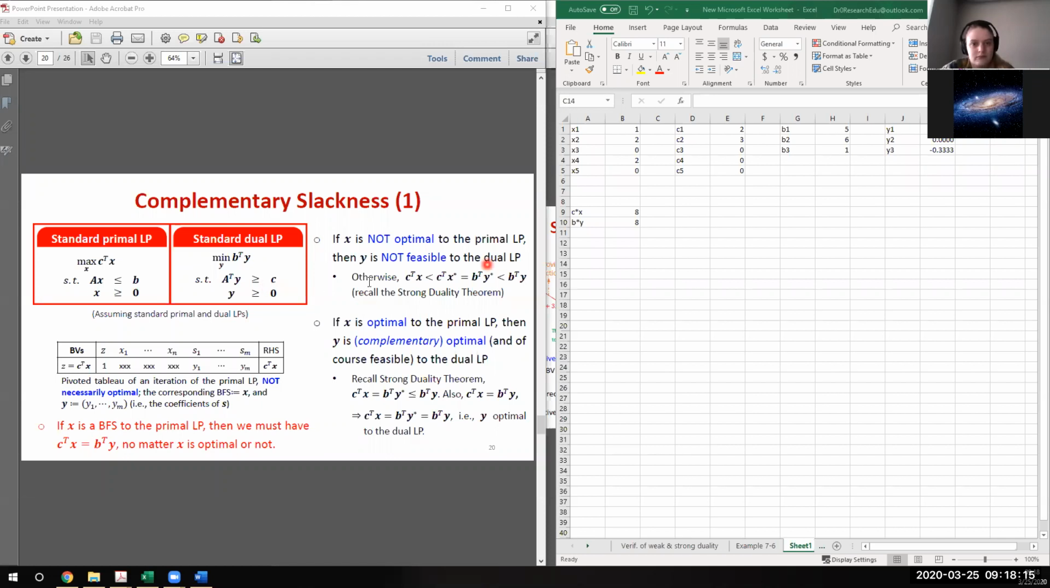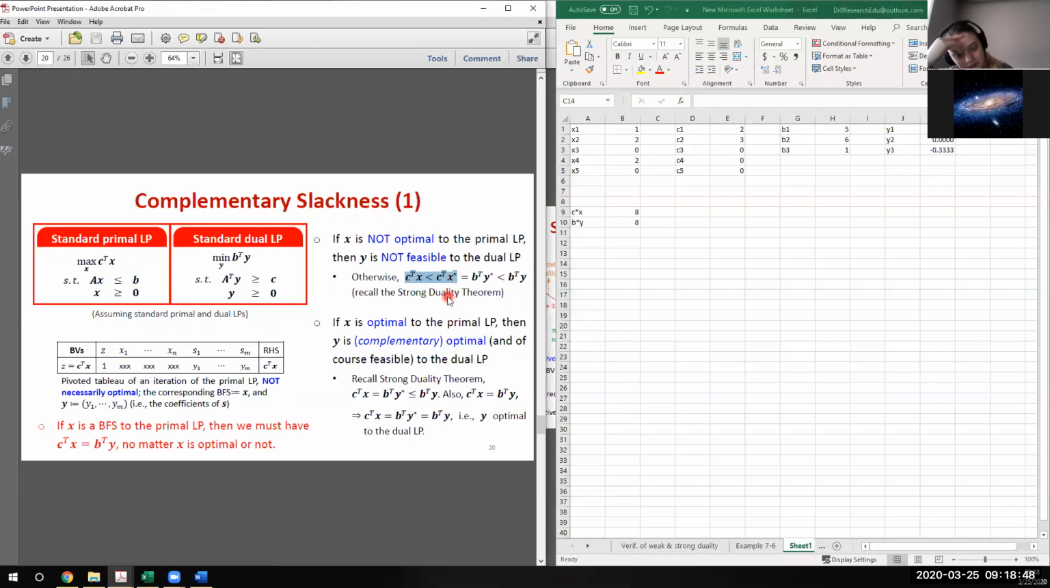Why? Because you can easily prove this. Suppose this Y is feasible. Then by the weak duality theorem, this X star is the optimal solution to this one. In other words, my c^T X must be less than or equal to, here I should say strictly less than. Why? Because I already know this X is not optimal, so I must have c^T X strictly less than c^T X star.